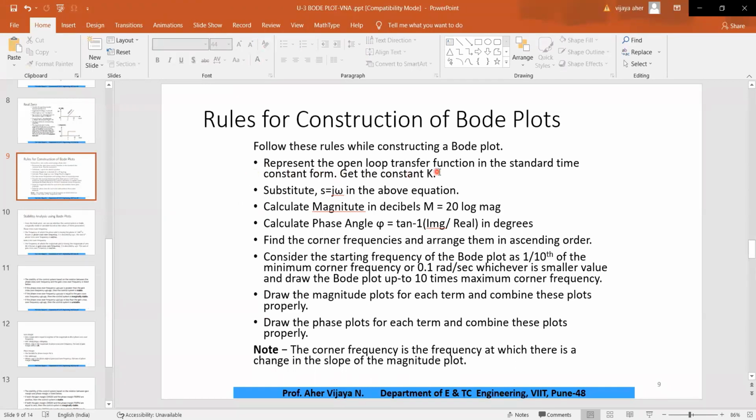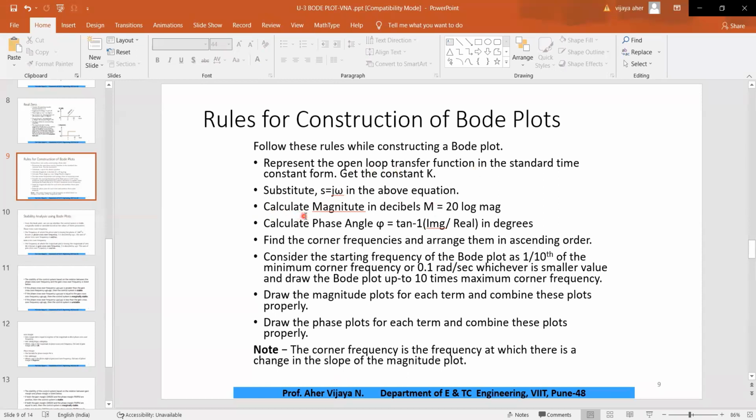Represent the open loop transfer function in the standard time constant form. Get the constant K. So what you have to do? You have to write your given open loop transfer function in the standard time constant form. Now get the constant K, then substitute s equal to j omega. In frequency domain analysis, you have to substitute s equal to j omega in the above equation of the open loop transfer function.